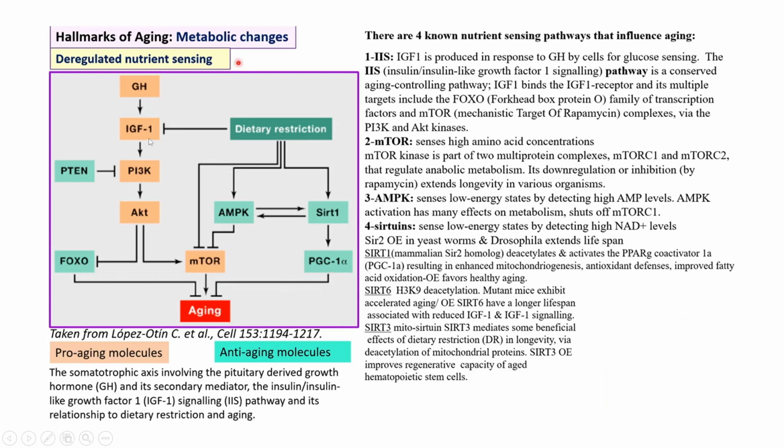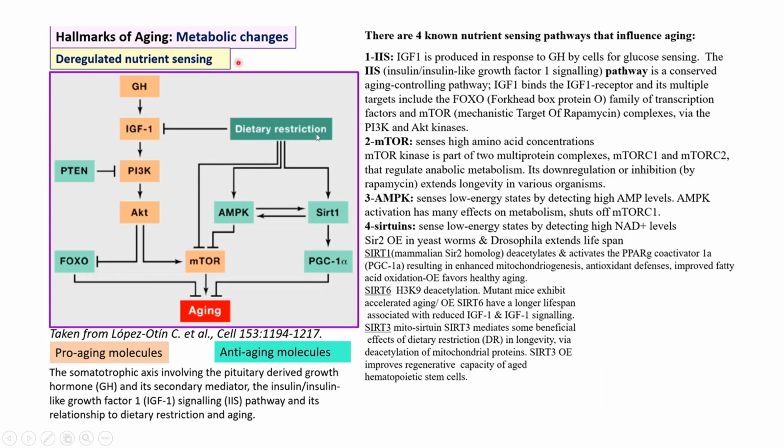So when the glucose level is higher, PI3K-AKT will be activated by IGF-1 binding to its receptor, and it will activate mTOR. And mTOR promotes aging. So this suggests that when the glucose level is higher, the aging process will be higher.